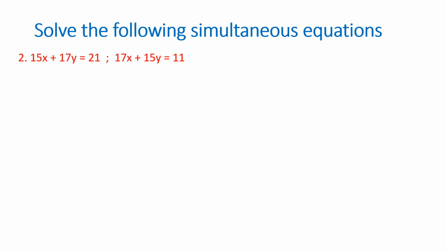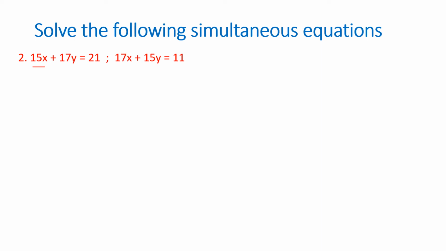Something is very uncommon here. Just something is very different from the previous equation. If you look, the coefficients of x and y here are 15 and 15, and the coefficients of y and x are 17 and 17. So what has happened here, children? If you see, the coefficients are interchanged.